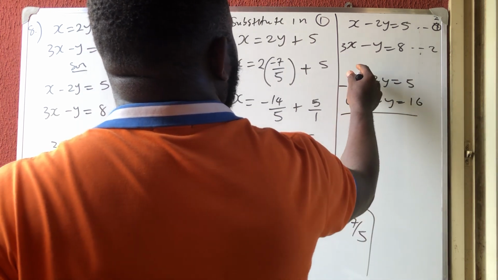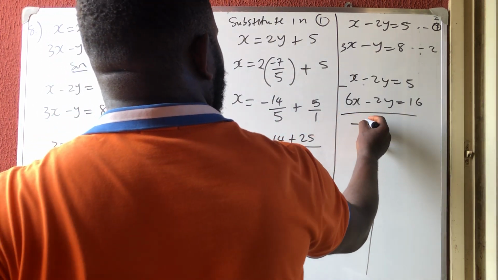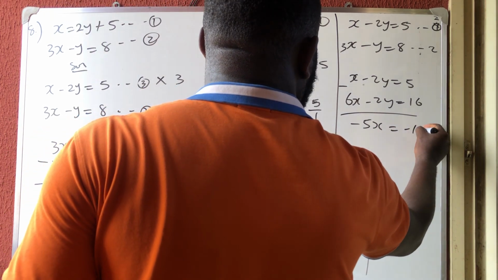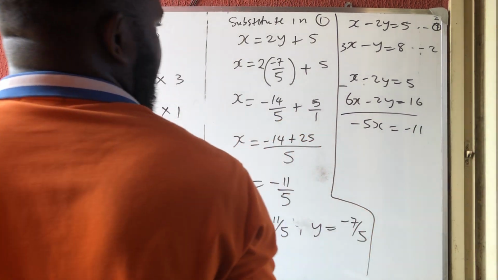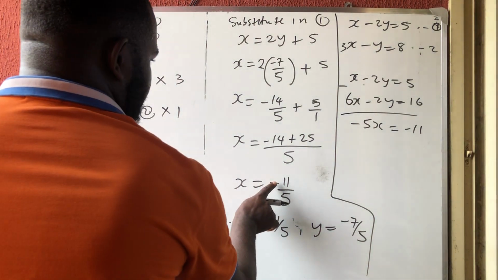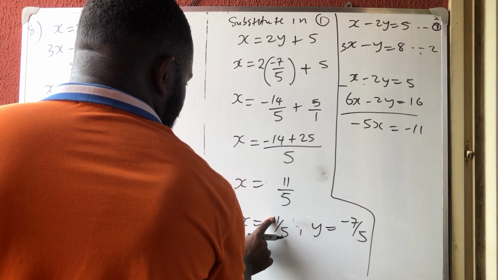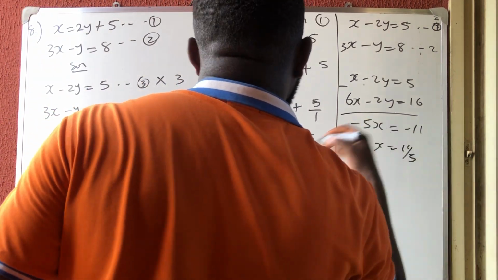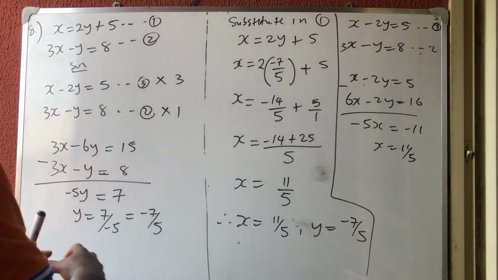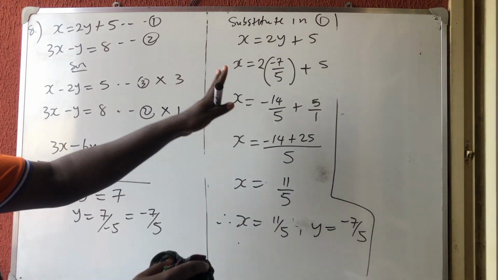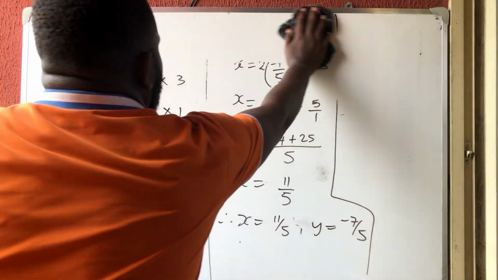So I'm having minus 5x is equal to minus 11. How did I have minus 6? So this one is just plus, not minus. Okay, so 11 over 5. Okay, x is 11 over 5. Okay, it's correct. So this is just the answer. I just want to conclude. Okay, so this is just the solving. So let me go to the next one.